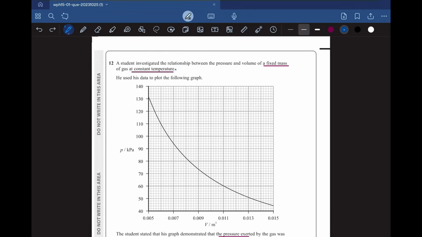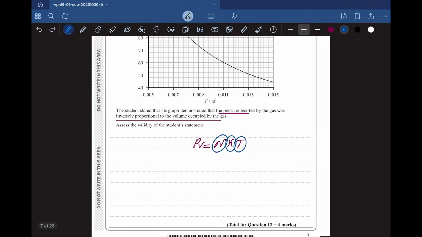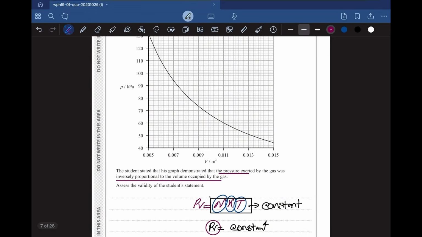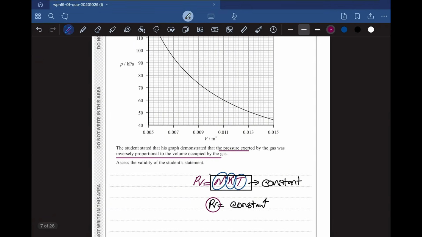So as the temperature was constant, we can say this as a whole is constant, right? This as a whole is constant. So we can say PV is equal to constant, and we know if P and V are on the same side, we can say pressure and volume are inversely proportional. Now if we calculate P times V from the graph, if we multiply any y value with its corresponding x value, it should give a constant value. Let's take 2 or 3 P and V values right here.